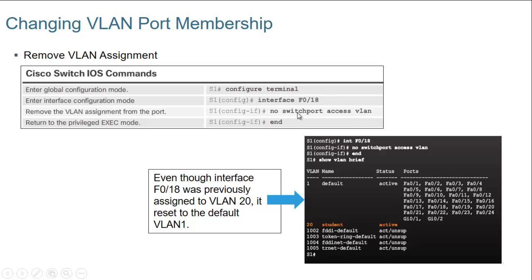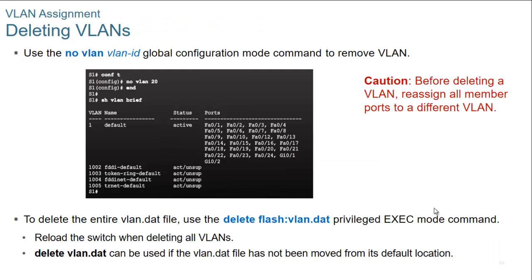If you want to remove a VLAN assignment, just type no switchport access vlan under the interface where you want to reassign. Once you do that, that interface, or in this example FastEthernet 0/18, will revert back to the default VLAN. As you can see here, the interface is no longer in the student VLAN, it has gone back up here. If you want to delete VLANs, use the no vlan vlan-id global configuration mode command to remove the VLAN. So in this example, you type no vlan 20 and voila, the VLAN is gone.